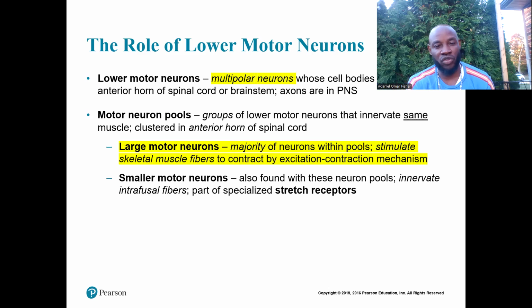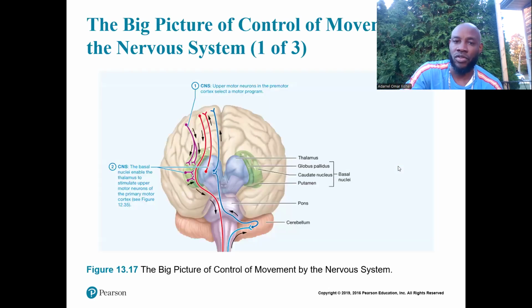And so we have large motor neurons, which is the majority of neurons within these pools, stimulate skeletal muscle fibers to contract by excitation contraction mechanism. And then you have smaller motor neurons, also found in these neuron pools, innervate intrafusal fibers, part of a specialized stretch receptor. Right? So what is the big picture of movement?